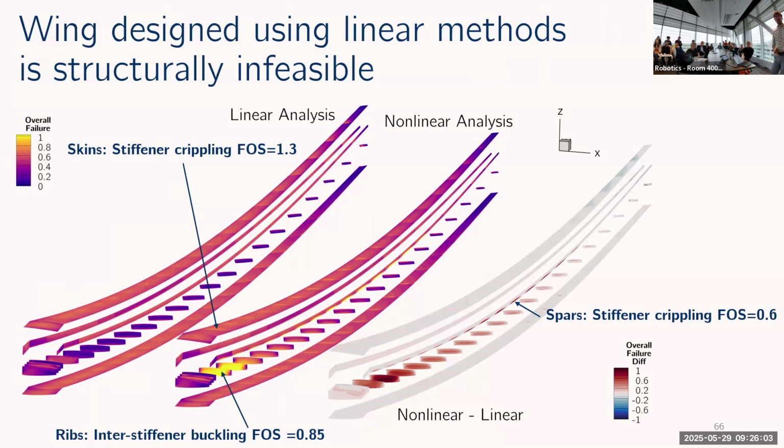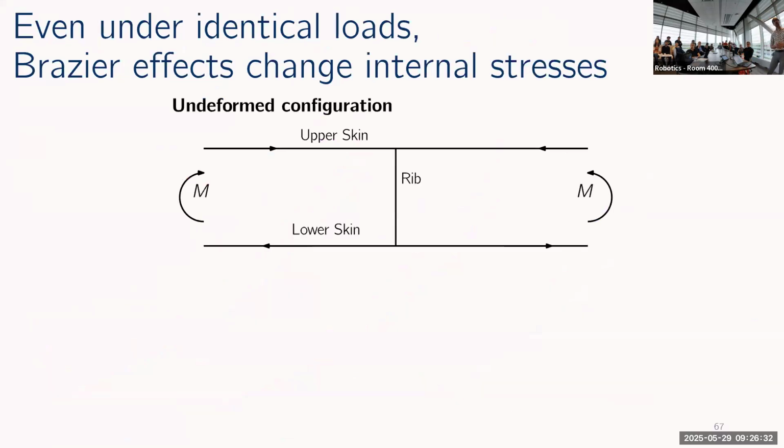Right. So here again, I'm comparing the structural failure criteria on the linear design, analyzed with the linear and nonlinear models. And you can see that in the wing ribs, but also the skins and spars, this linear design no longer has that factor of safety of 1.5 that we need from it. And the reason for this is something called the Brazier effect.